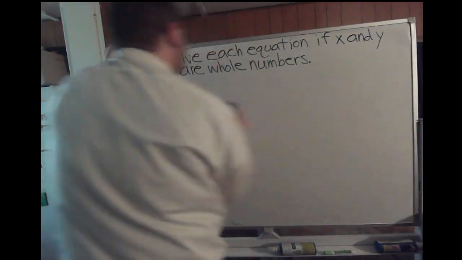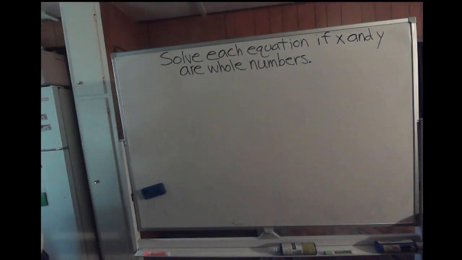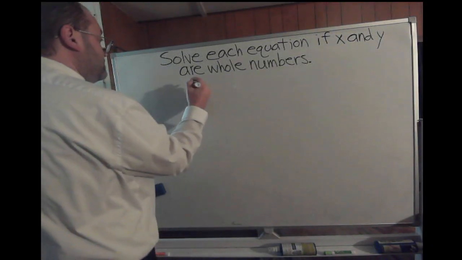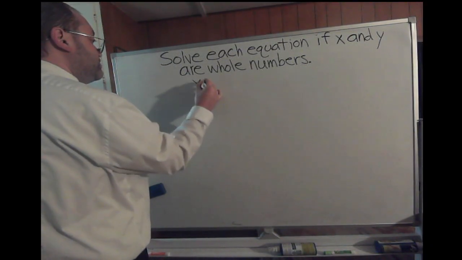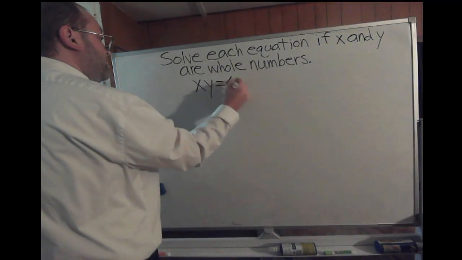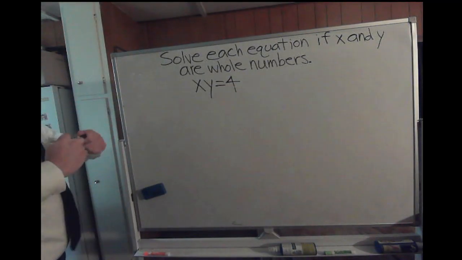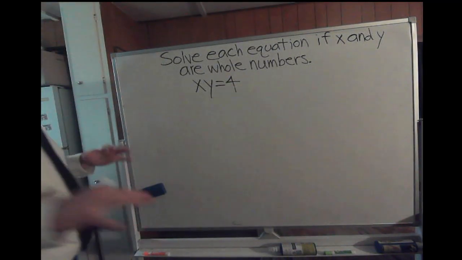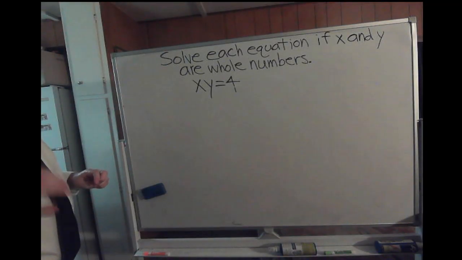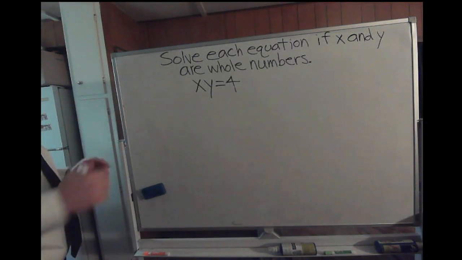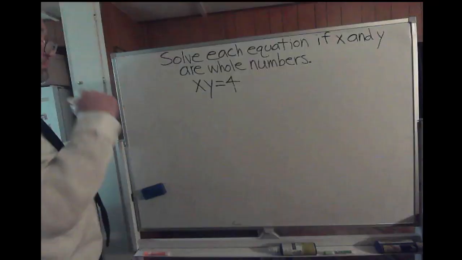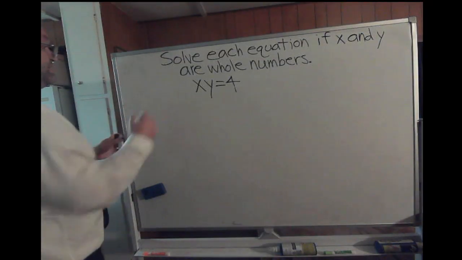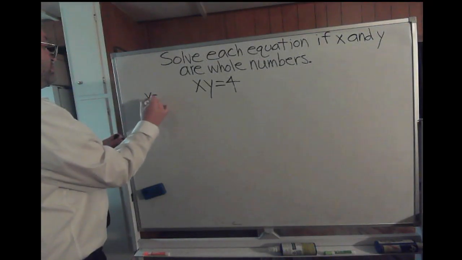Alright, I think we've seen those type. Let's try a few harder ones here. How about xy equals 4? So now we're multiplying x times y. And the parameters are we still stick within the set of whole numbers. So let's set x equal to 0. We'll just humor that for a second.